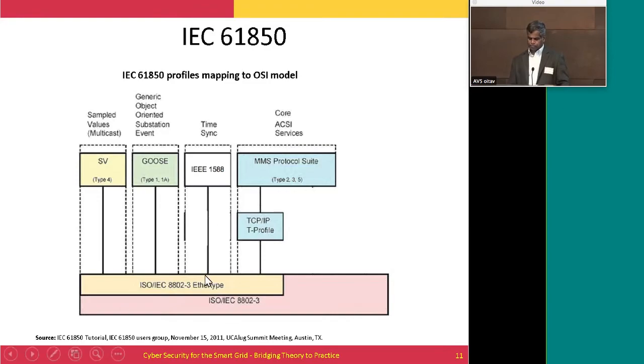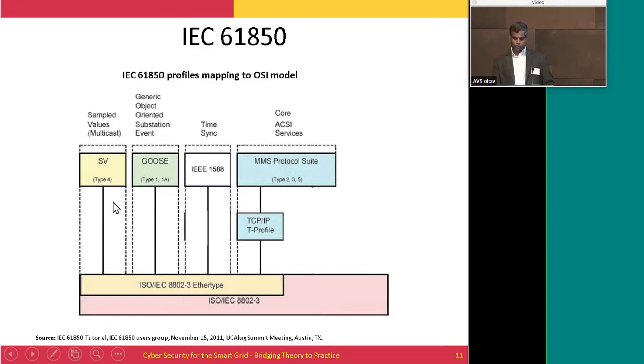You have layer 2, 3, like Ethernet, ISO OSI layer 2, 3, then you have TCP/IP, layer 3 and 4 actually, at the bottom layer up to layer 2. On top of the TCP/IP, you have the MMS protocol suite, which is part of IEC 61850. Then the sampled value bypasses the TCP/IP. It goes directly into layer 2. Similarly, GOOSE also directly goes into layer 2.